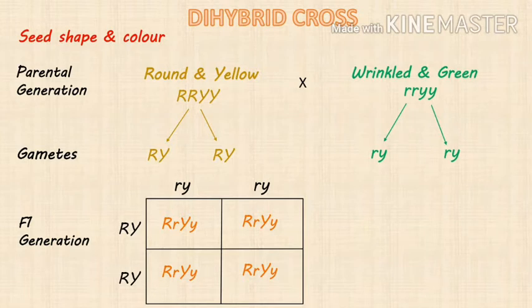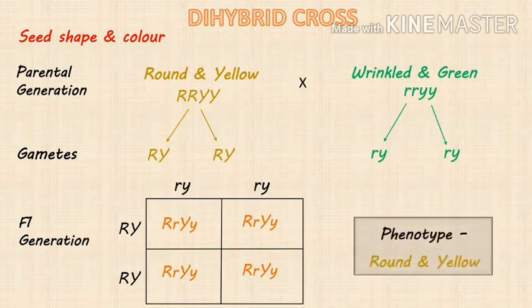So this is F1 generation, genotype of F1 generation, and phenotype of this F1 generation will be round and yellow, because if capital R is there it means round, and if any capital Y is there, yellow, and all are same. So in all, physical characters will be round and yellow. Phenotype is round and yellow because only dominant characters are expressed. Recessive characters are the characters which are never expressed in F1 generation.